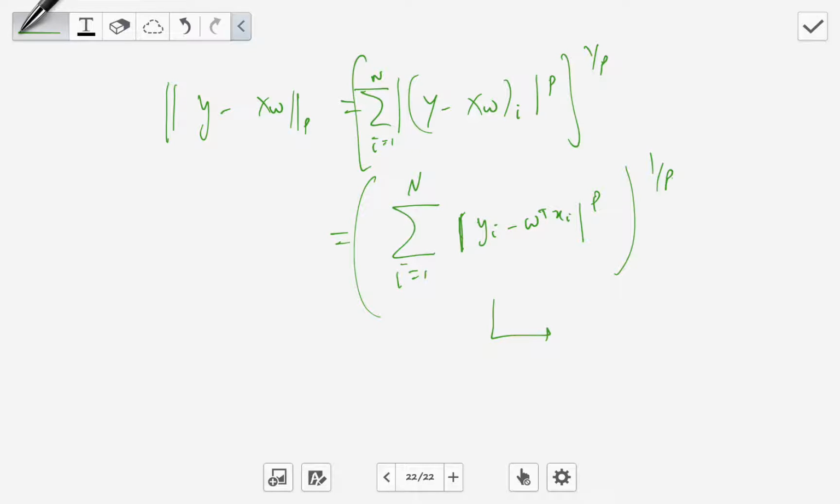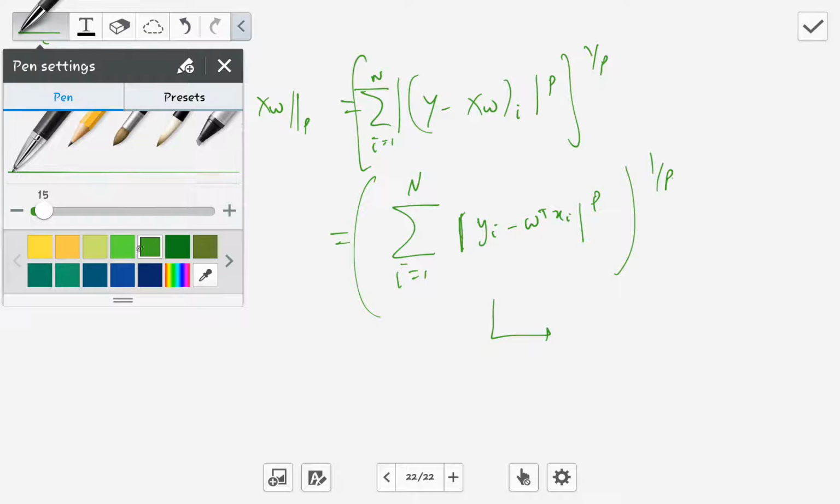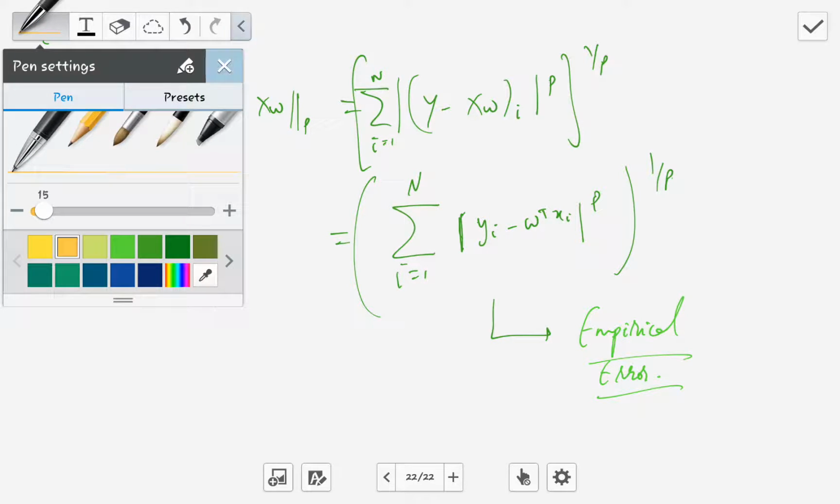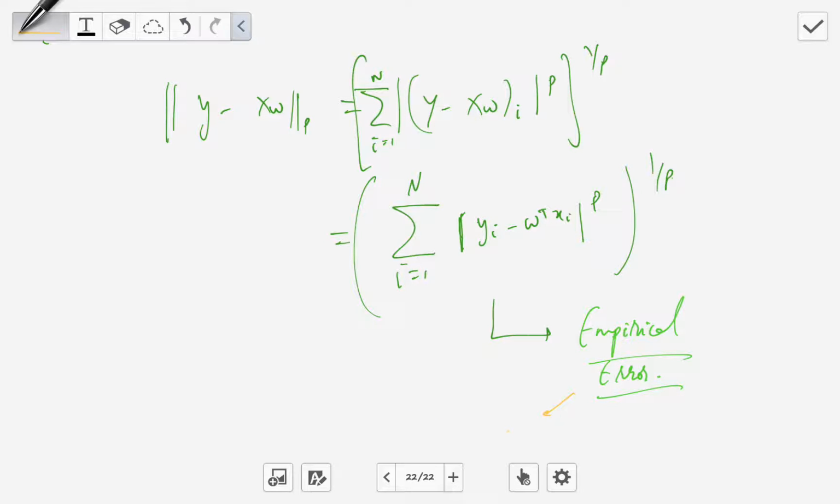This was our empirical error. So the empirical error actually came out of minimizing the pth norm.